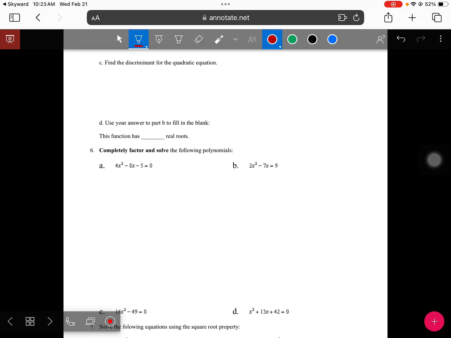Okay, find the discriminant. It is B squared minus 4AC.